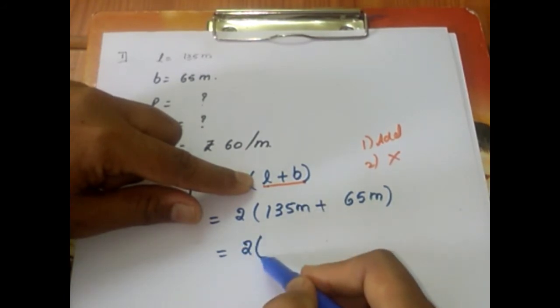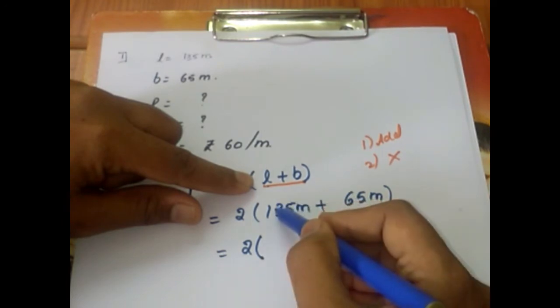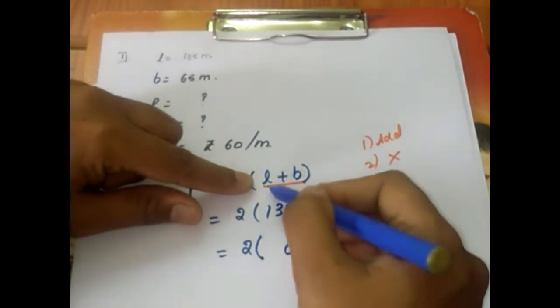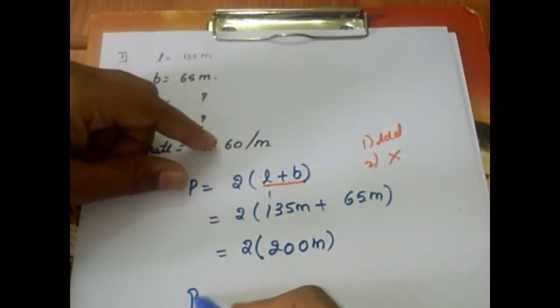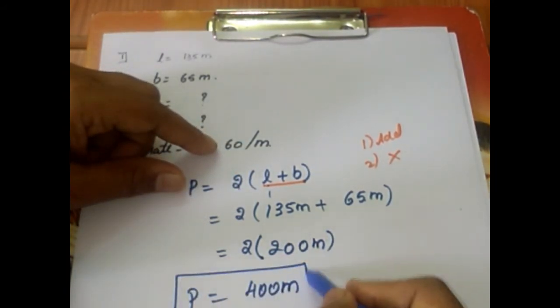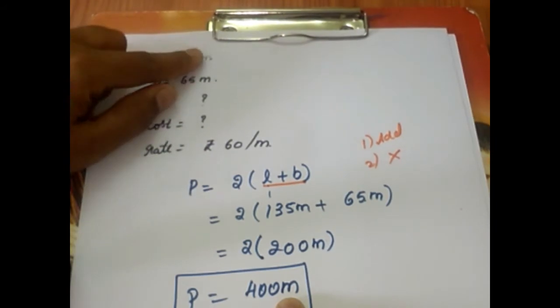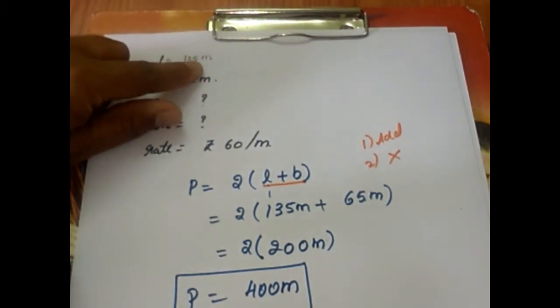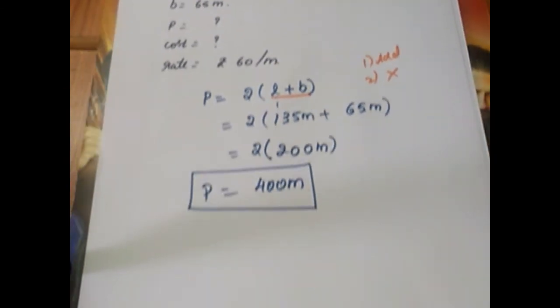So 135 plus 65: 5 plus 5 is 10, 1 carry; 6 plus 3 is 9, plus 1 is 10, 1 carry; 1 plus 1 is 2. 200 meter. So perimeter will be equal to 400 meter. Always the perimeter should be expressed in the unit in which it is given in the question. It is expressed in meter, so we are going to express the solution in meter.